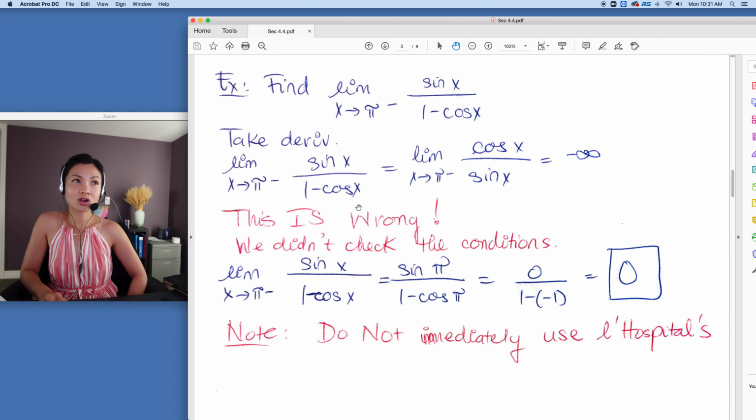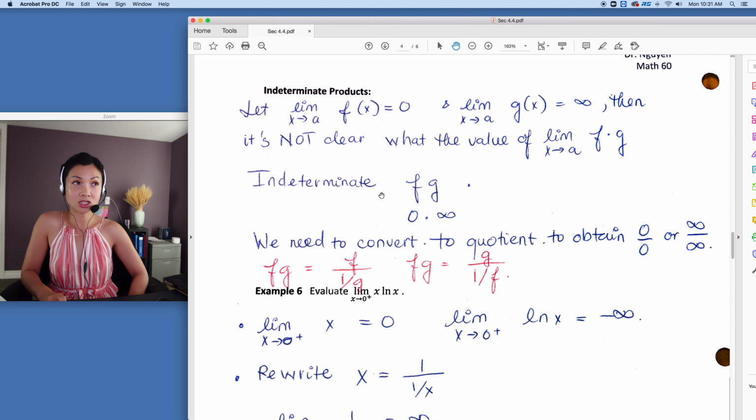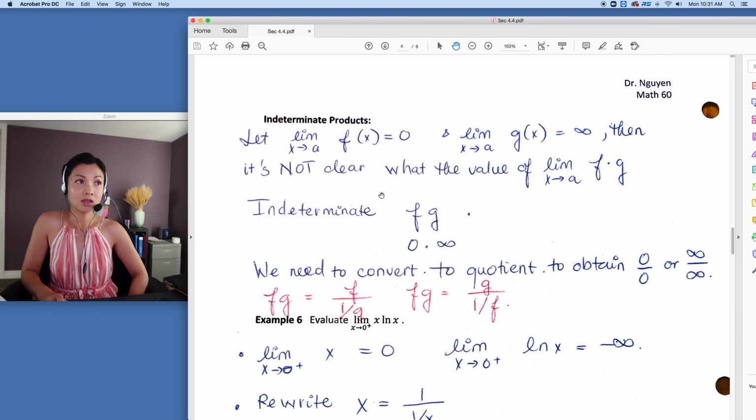So make sure when you look at the problem, make sure you try to find the limit first before you jump right in and take the derivative and use l'Hopital. Okay, so make sure you check the condition.